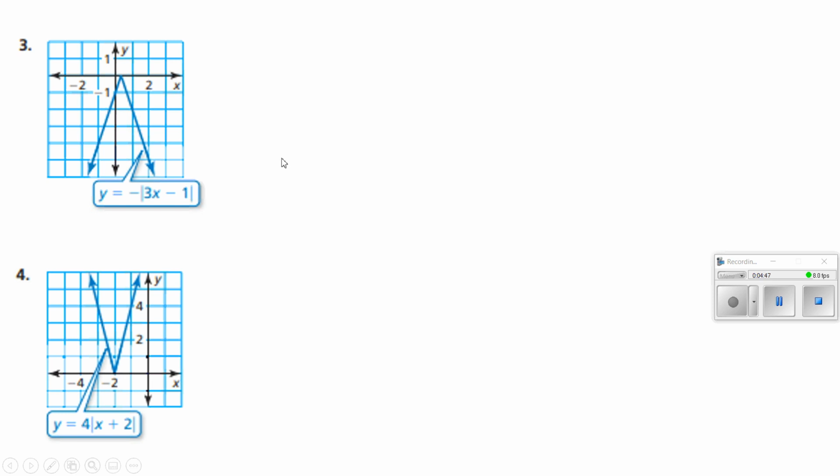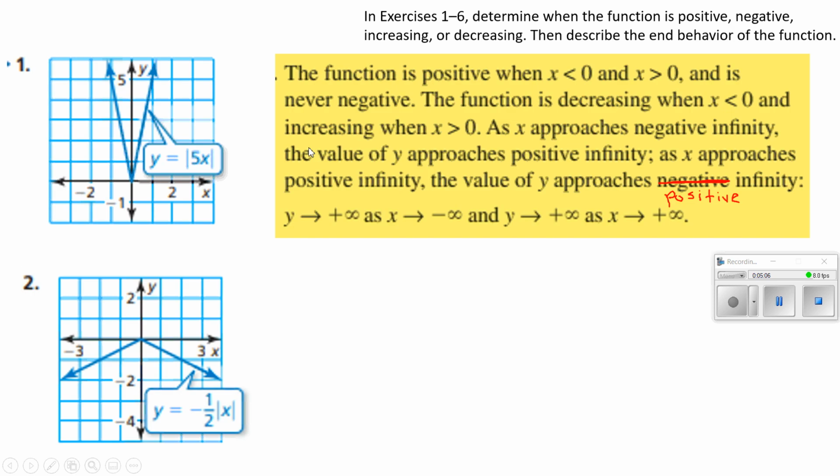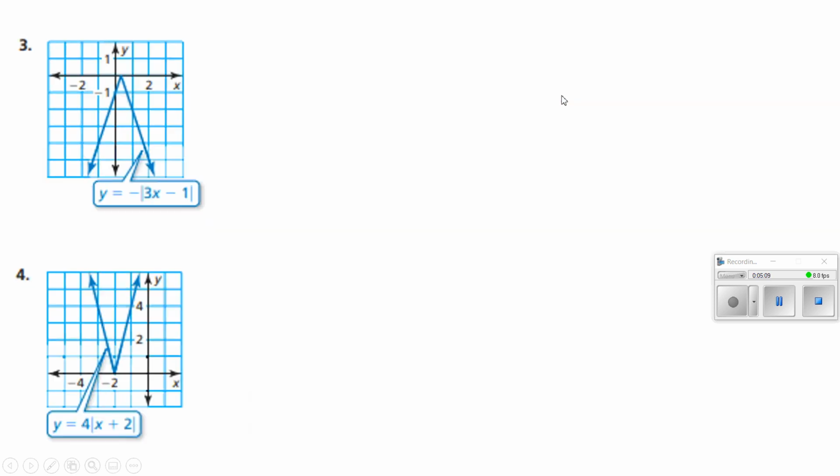We did positive and negative. The next question is increasing or decreasing. We know it's going to increase when x is less than 1/3. It's going to decrease when x is greater than 1/3. And then as far as describing the end behavior, as x is going to negative infinity, y is going to negative infinity, and as x is going to positive infinity, y is also going to negative infinity.